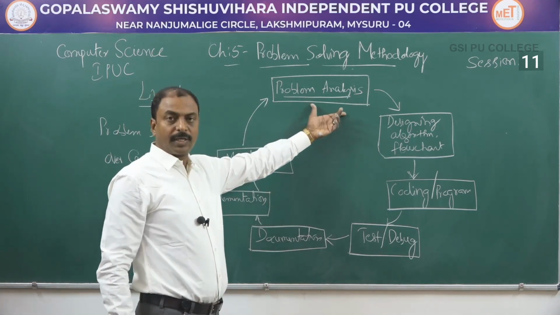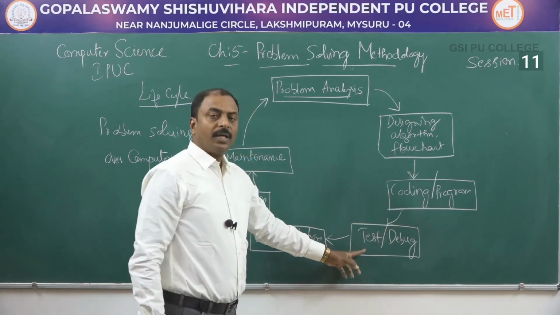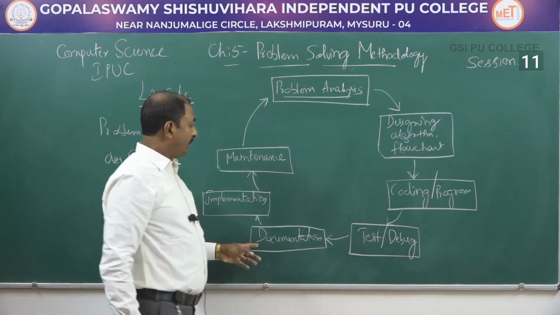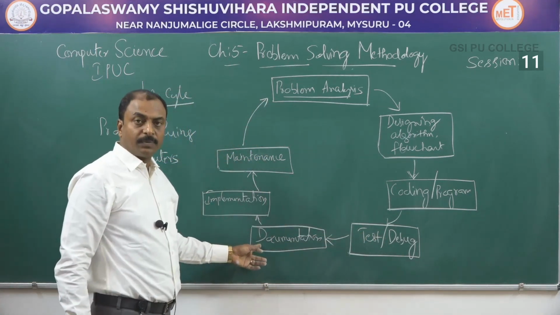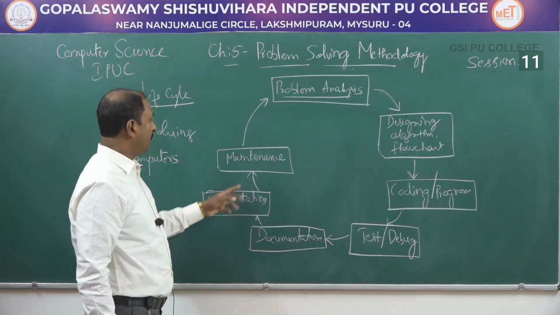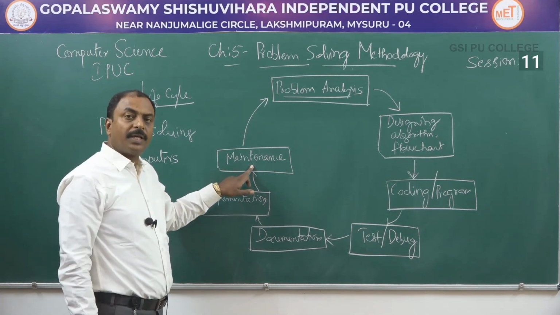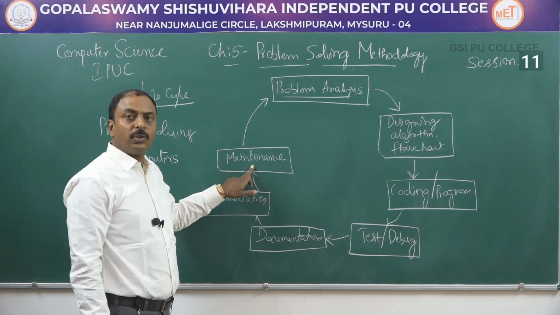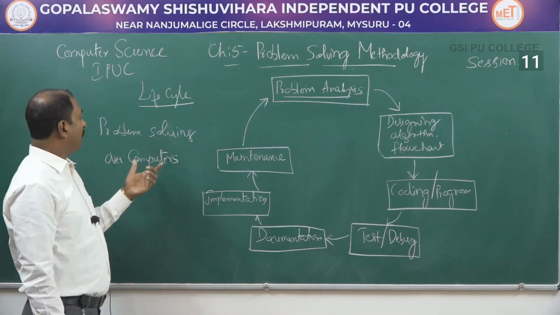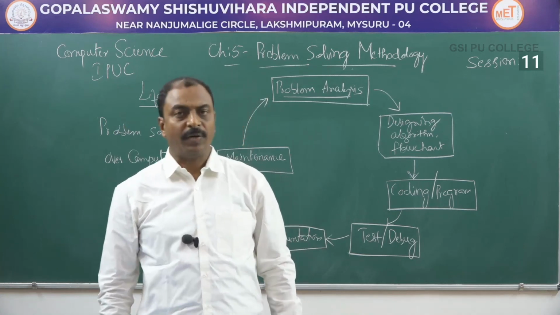We have to analyze the program, next design the program, next is coding. After coding, check for errors, debug, and test the program with different values. Then you have to maintain the documentation, for the programmer as well as for the user. Next, implement this application. Next, we have to maintain the program. Maintenance is nothing but keeping our software updated as per the user's requirement. This is the life cycle of problem solving over computers, or computerized problem solving.